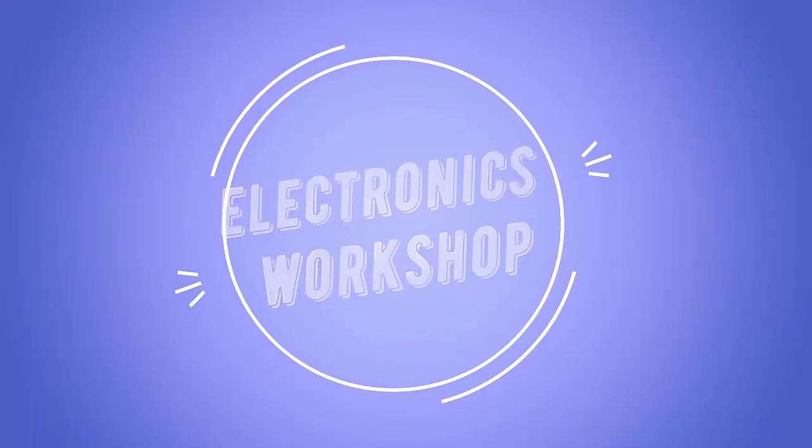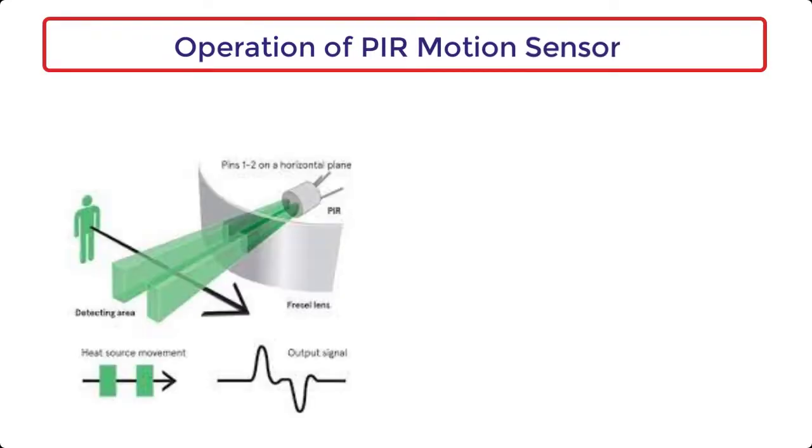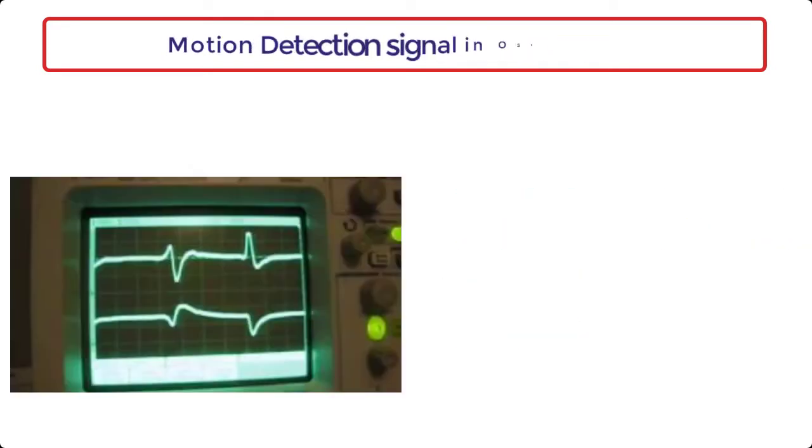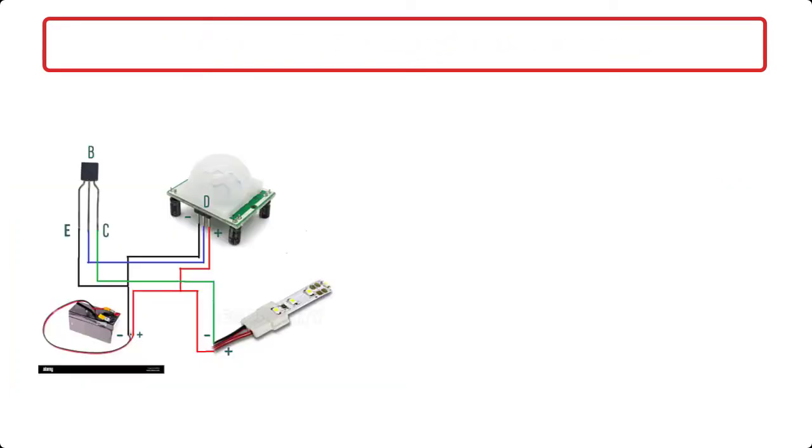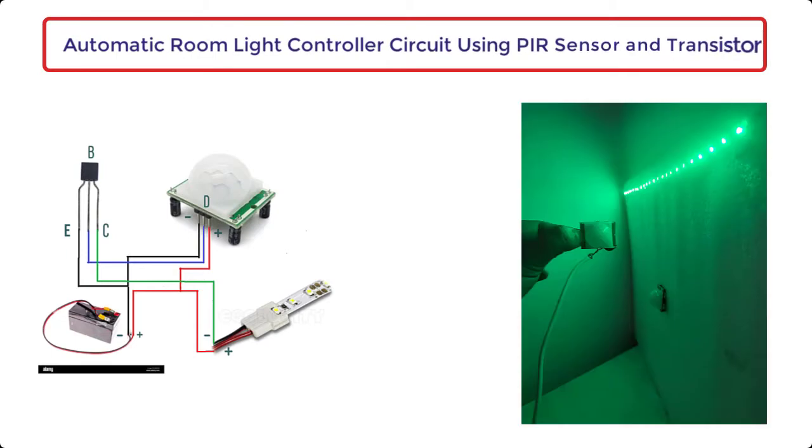Today in this video we will see the operation of a PIR motion sensor in detail, the motion detection signal on an oscilloscope, and make an automatic room light controller circuit using a PIR motion sensor and transistor.